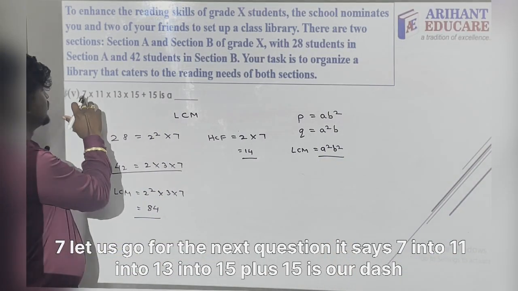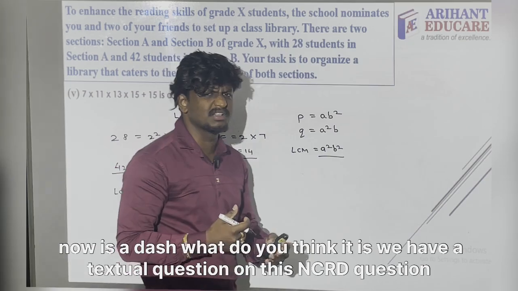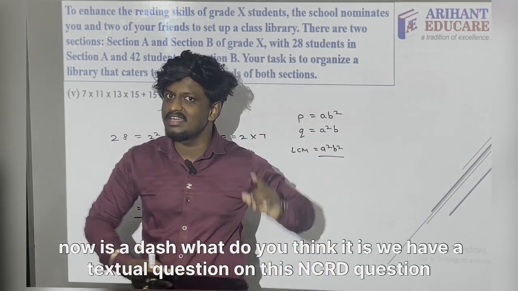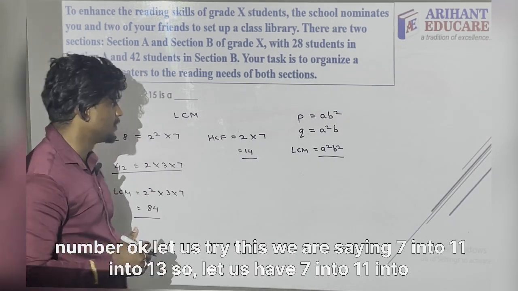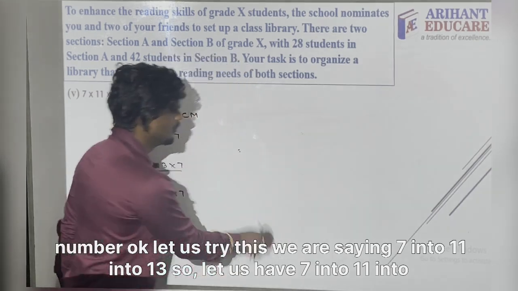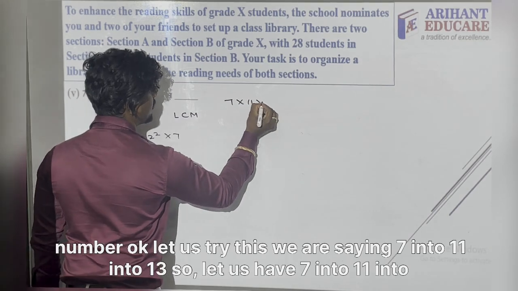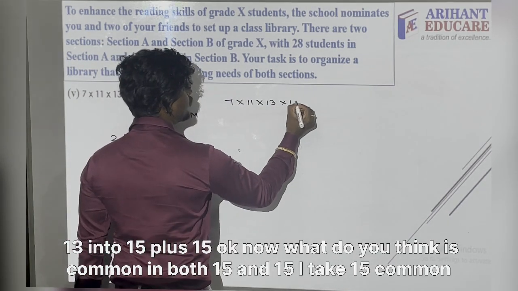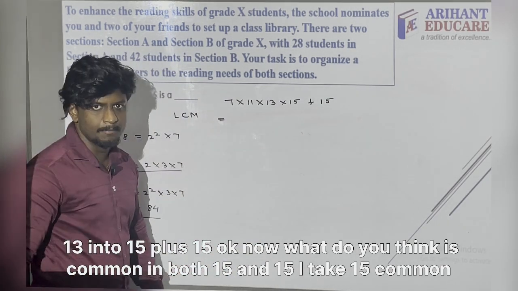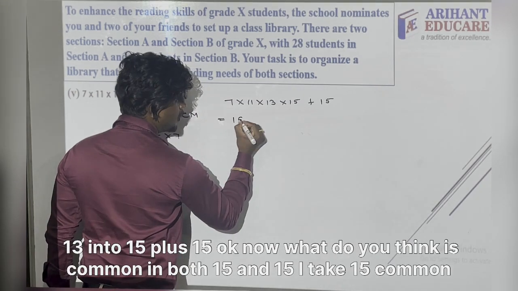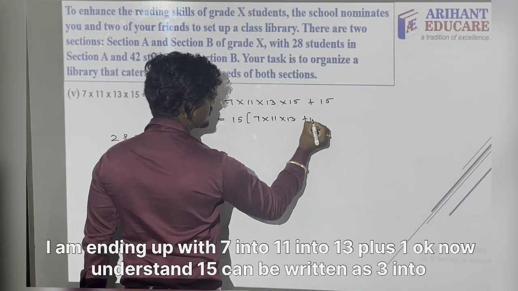It says 7 into 11 into 13 into 15 plus 15 is a dash. Now, what do you think it is? We have a textbook question on this, an NCERT question based exactly like this. We need to tell them if it's a prime number or a composite number. Let's try this. So let's have 7 into 11 into 13 into 15 plus 15. Now, what do you think is common in both? 15 and 15, I take 15 common. I'm ending up with 7 into 11 into 13 plus 1.